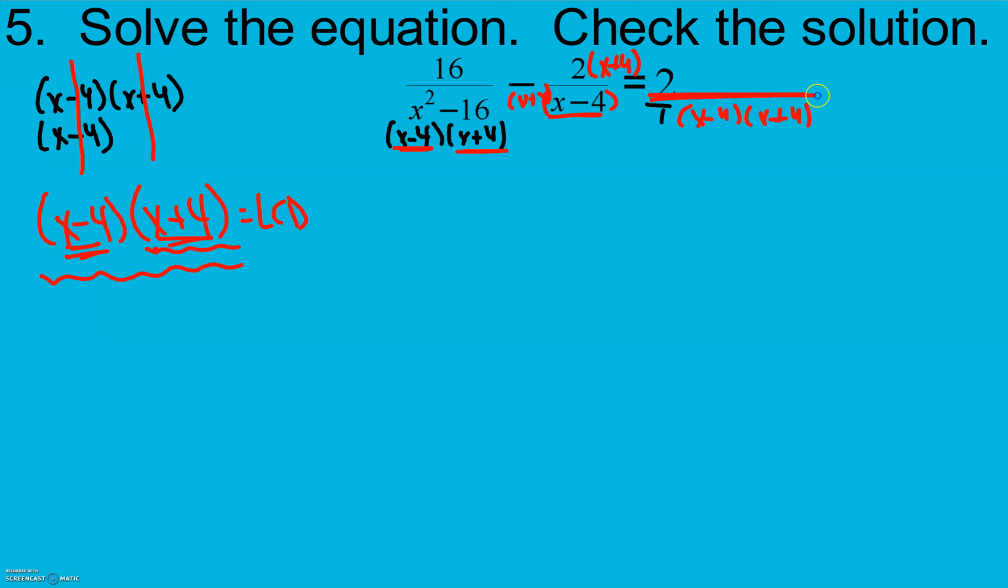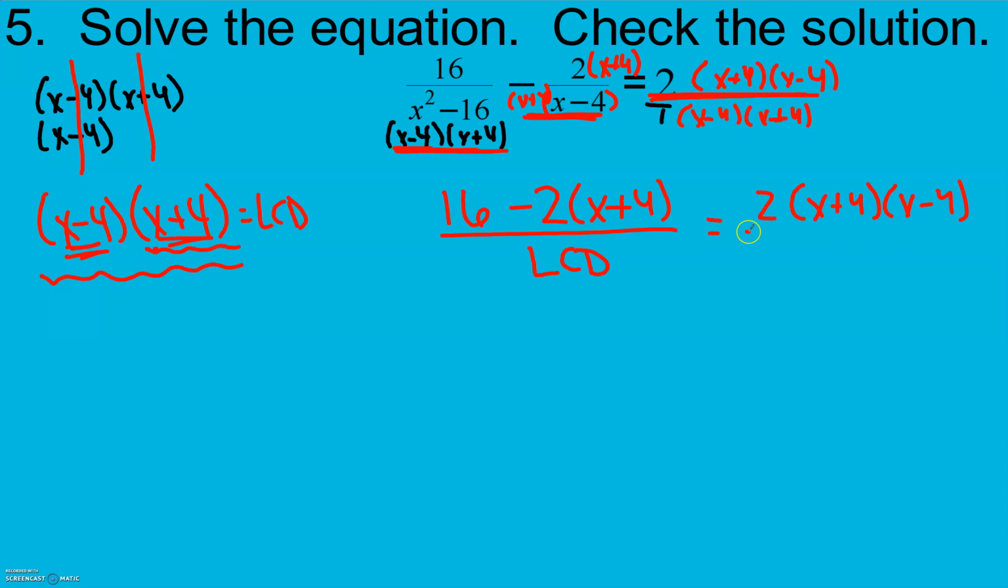Some of you guys didn't do this to both sides. Keep in mind, if we change one part of an equation, we have to change both. So if we change the left side, we have to change the right accordingly. Now what I can do is, since I have a common denominator here, I can write this as 16 minus 2 times x plus 4 over my least common denominator equals 2 times x plus 4, x minus 4 over my least common denominator.